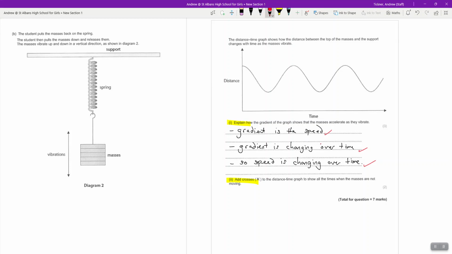You don't actually need these. You don't need to say over time. It's not essential, even though that's what it is. And then when do we want to show all the times? And that's key. All the times, not just once.